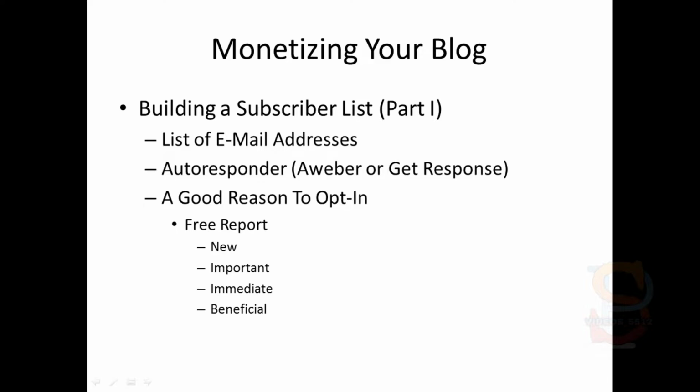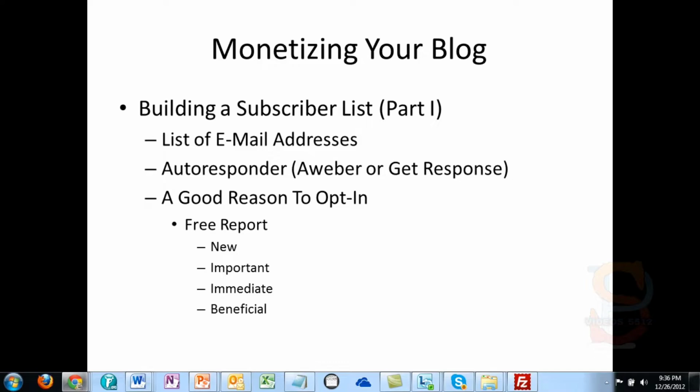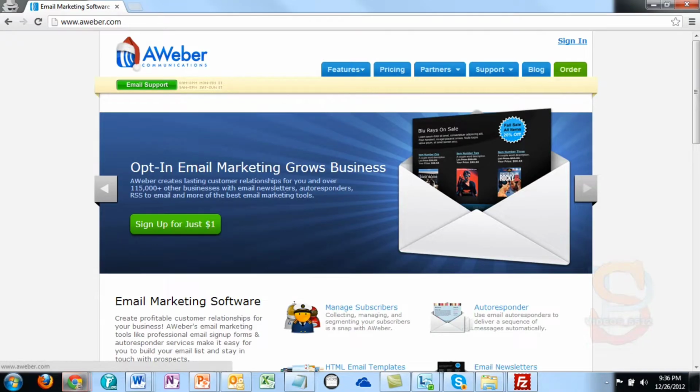So what are you going to need in order to build your subscriber list? Well, you're going to first need an autoresponder, and one of the ways that you can do that, and I'll show you this here in a minute, we'll just slide this right over to the screen here. The name of the site is called aweber.com, and you may have already heard of it. aweber.com is a website where you can create an autoresponder message.